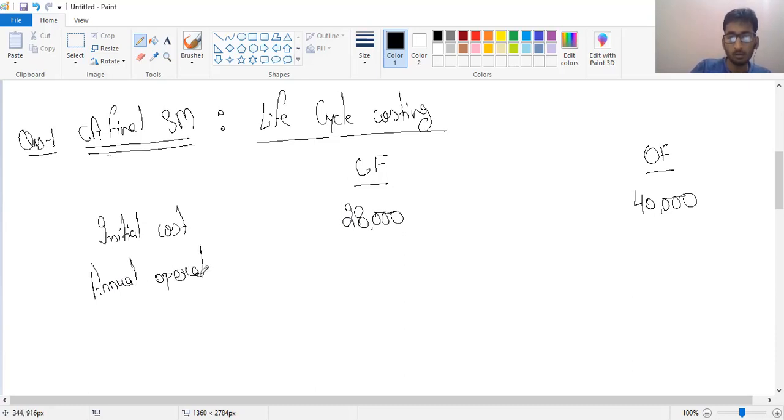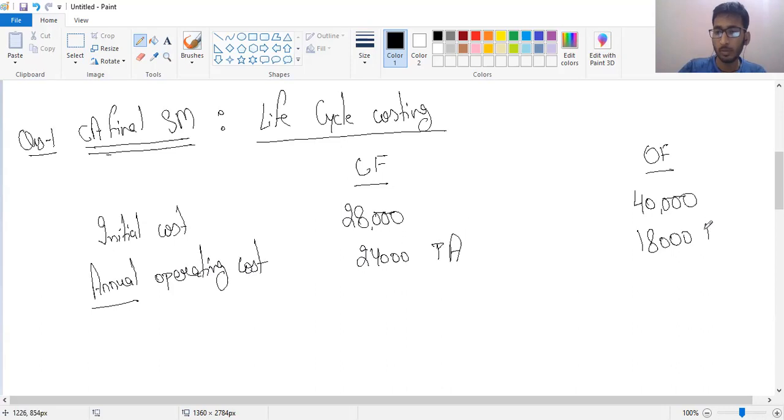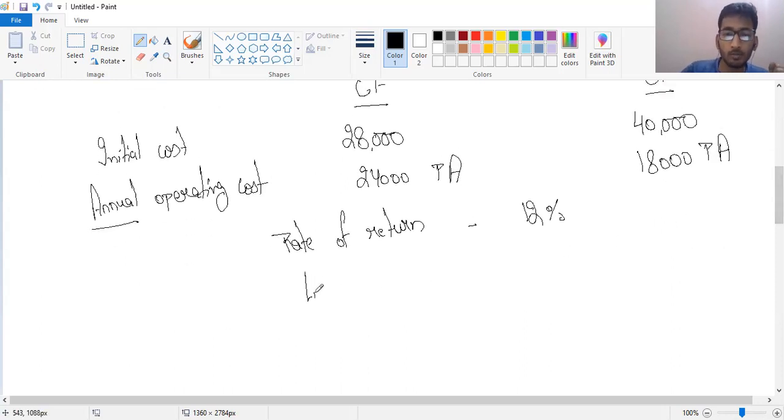it is 24,000 per annum. If you see annual, it would occur every year, and 18,000 per annum. Now, the rate of return is given to us, it is 12%. Yes. And the life cycle of the product would be 12 years.